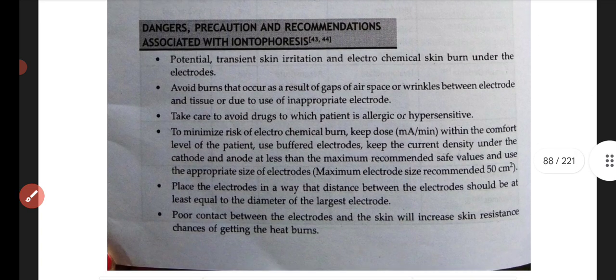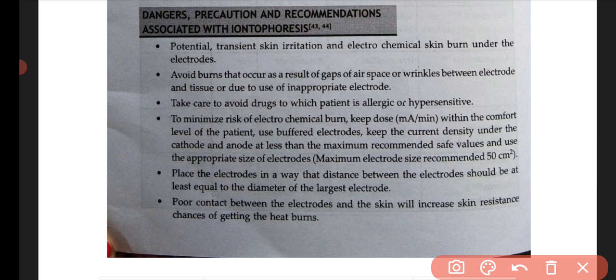Dangers and precautions. The potential dangers are transient skin irritation and electrochemical skin burn. Avoid burns that occur as a result of gaps of air space or wrinkles between the electrode and tissue due to inappropriate electrode. Take care to avoid drugs which the patient is allergic or hypersensitive to.